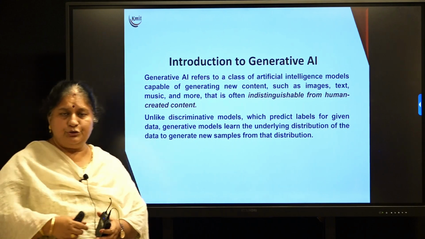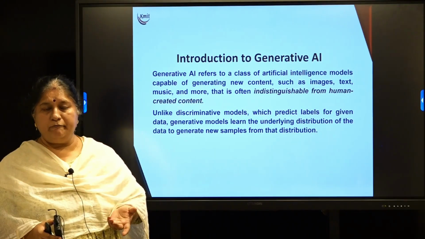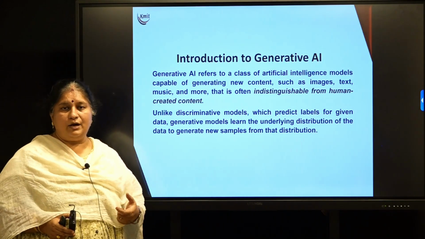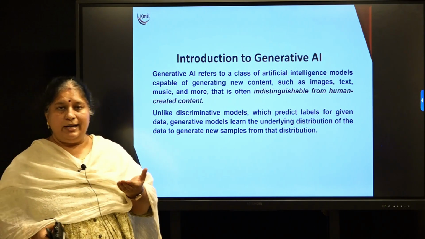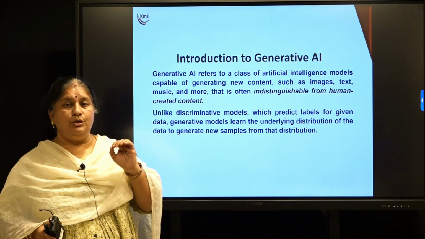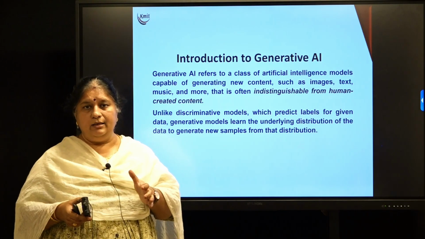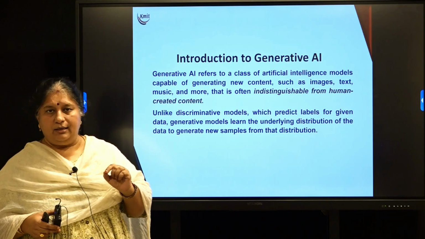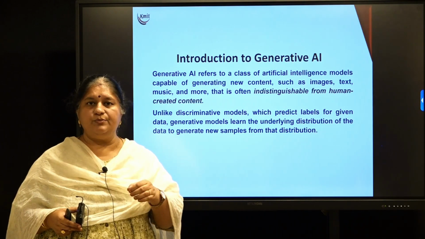So coming to the introduction of generative AI, what exactly is generative AI, how different it is from the discriminative models, let us have a brief look at that. Generative AI refers to the area of artificial intelligence which tries to generate new content like audio, video, music, whatever we say. Suppose a human being has also generated some content, you cannot distinguish between the content generated by a human and by generative AI. They are almost looking so similar that distinguishing them becomes very tough for us.